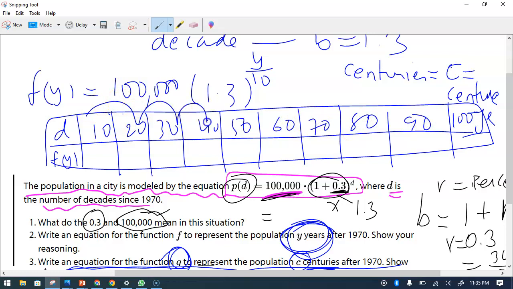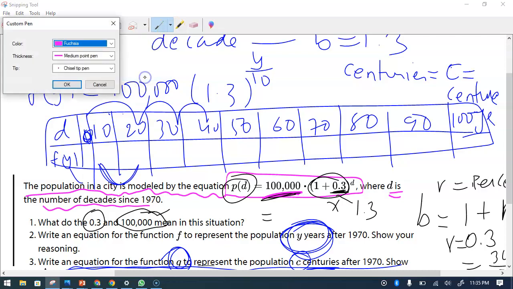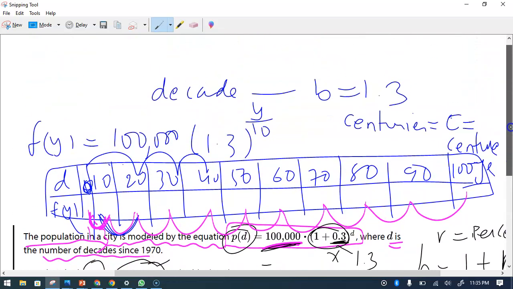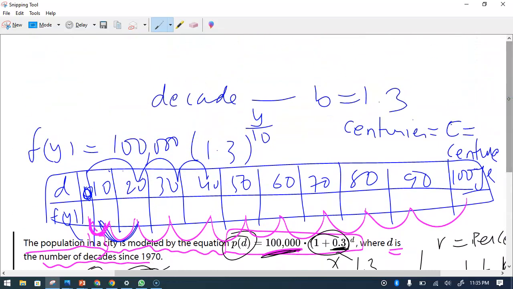So what is it that you have multiplied? Let's say there was a zero here. From zero to 10 here, it is 1.3, right? So 1.3 times 1.3 times 1.3 times 1.3 times 1.3 times 1.3. So you're going to multiply it 10 times. See this? So how does your formula change? Your growth factor.